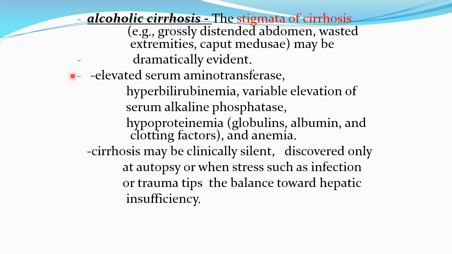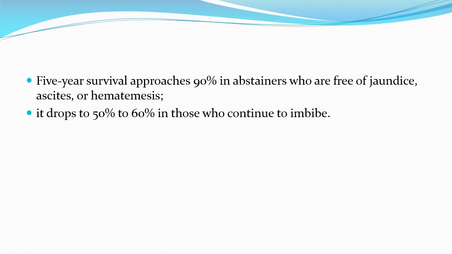When we perform investigations, there is elevated serum aminotransferase, hyperbilirubinemia, and variable elevations of serum alkaline phosphatase. Hypoproteinemia is there, so globulin, albumin and clotting factors will be decreased, along with anemia. Cirrhosis may be clinically silent and discovered only at autopsy, or when stress such as infection or trauma tips the balance towards hepatic insufficiency. So these were the clinical features.